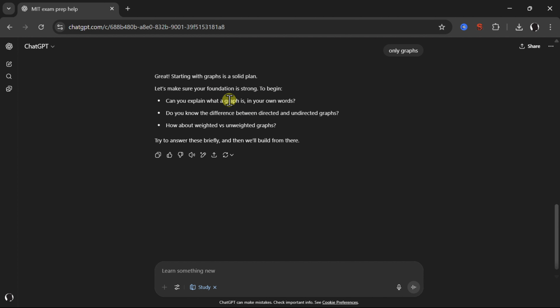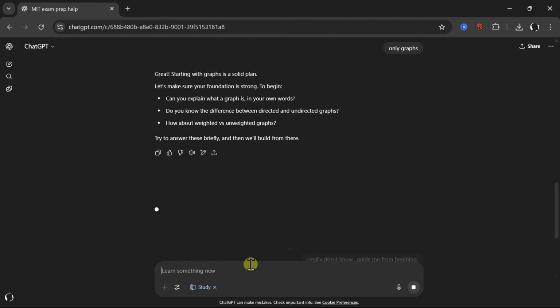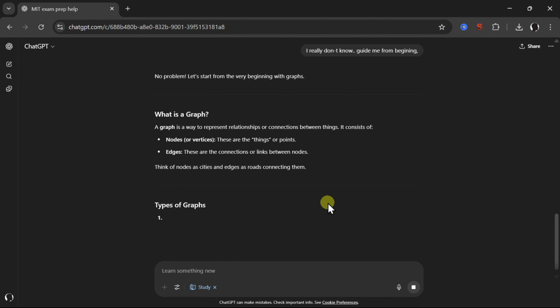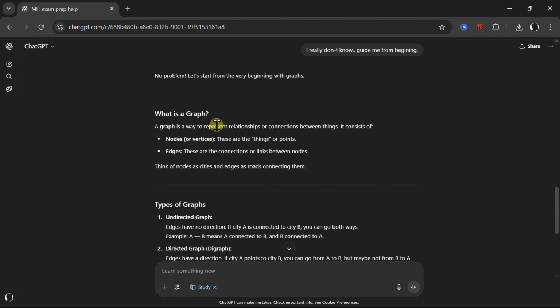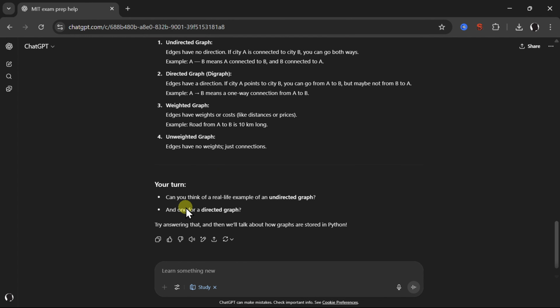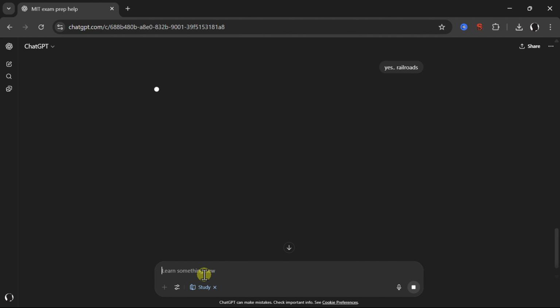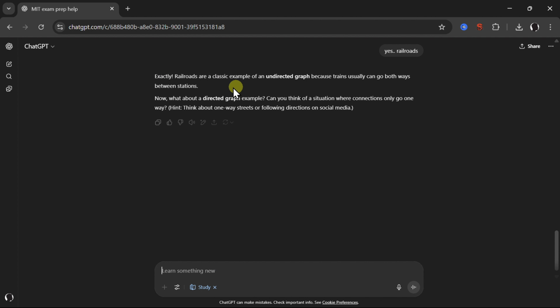And now it started asking me a question. I really don't know, guide me from the beginning. No problem. So then we have: what is a graph, types of graphs, your turn. Can you think of a real life example of an undirected graph? Yes, railroads, exactly. Railroads are a classic example of an undirected graph because trains usually can go both ways between stations. Now what about a directed graph example? Nice. So you see, it is teaching me along the way.